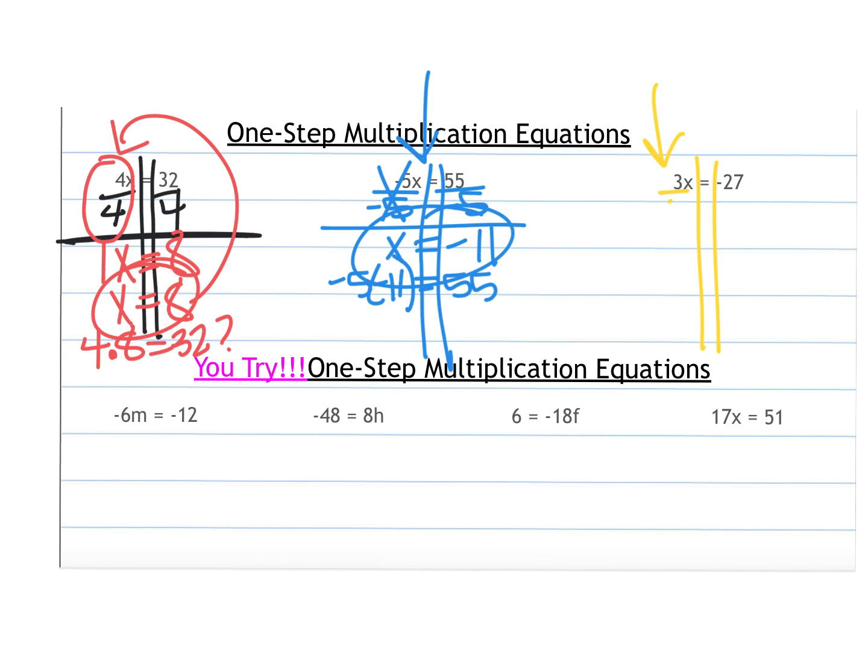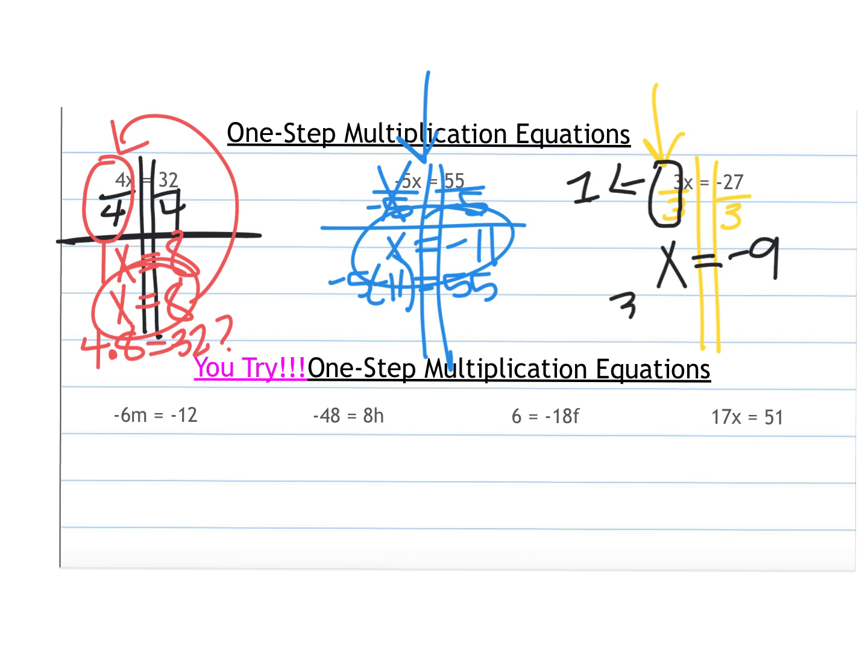The opposite is dividing, so we divide both sides by 3. Again, because if I look at my 3 divided by 3, that's the same as 1. We know 1x is the same as x. So x equals, and then negative 27 divided by 3 would be negative 9.